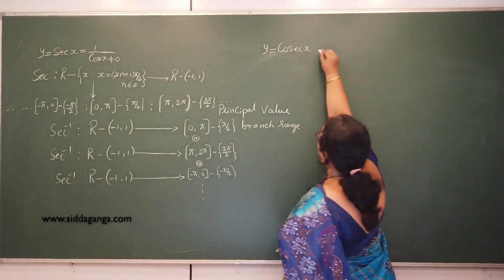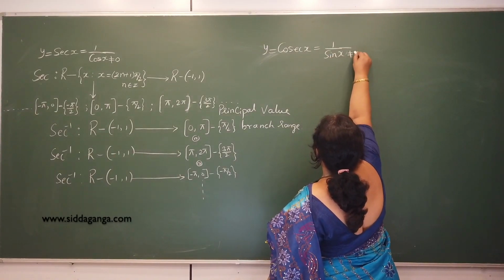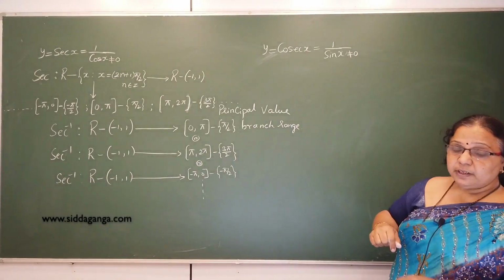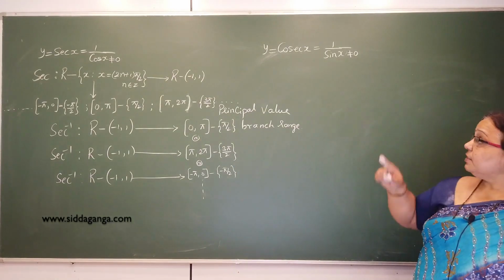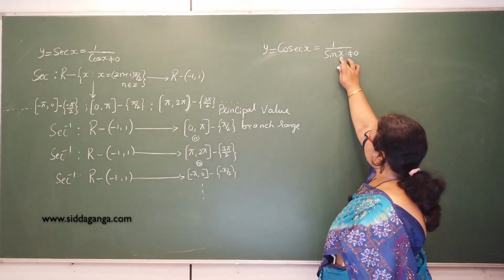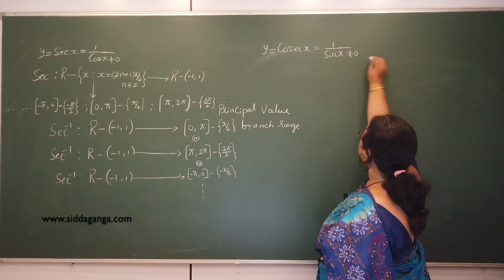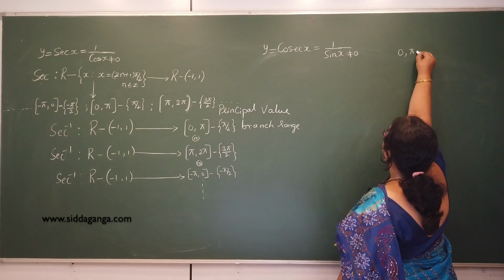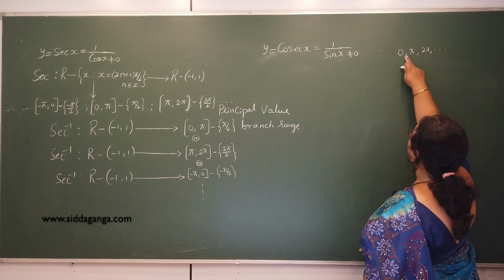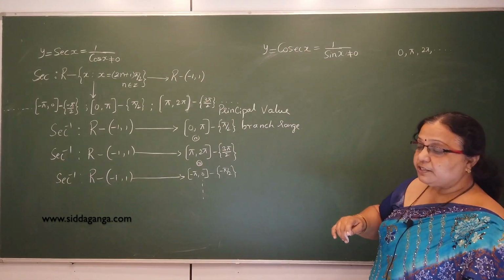Here we can write cosecant x as 1 divided by sin x. We know that the denominator should not be equal to 0 because it is in fraction form. So therefore sin x should not be equal to 0. We know that sin x is 0 when we consider the angles, that is sin 0 is 0, sin 180 degree is 0, sin 360 degree is 0, etc. That is the integral multiples of pi.